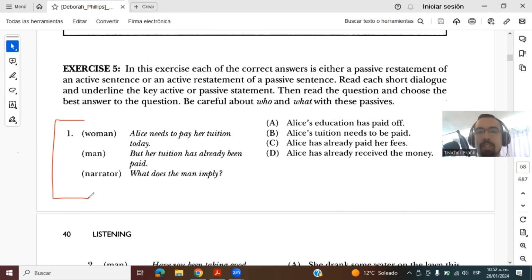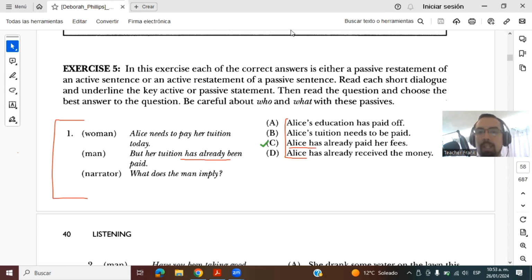Okay, ready? So let's see here. It says, Alice needs to pay her tuition today, but her tuition has already been paid. What does the man imply? In this case, the answer is C. Alice has already paid her fees. Notice how here it's backwards to the other example. This one is passive, right? Has already been paid. We don't know by whom, but obviously it's Alice. All of these options are Alice. So yes, Alice has already paid her fees, right?